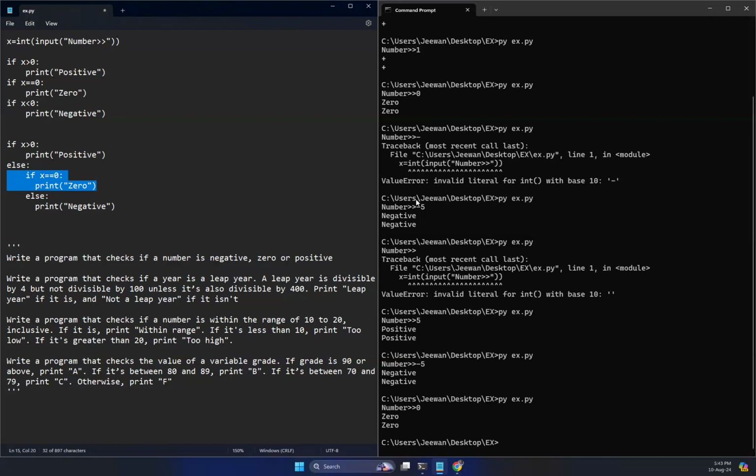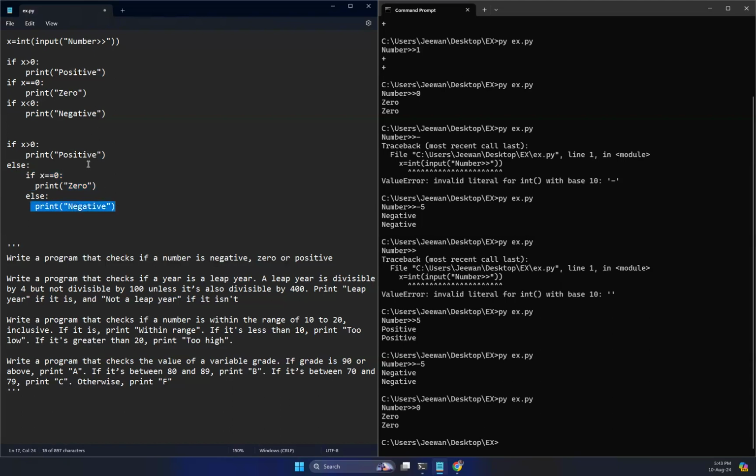3 times. What are the 3 conditions? First, it will check whether it is greater than 0. It is false. Okay. Then it comes to the else. Then again it checks if it is 0. It is also false. And then it will check what? Nothing to check, only 2. Since it is false, it will be displaying this.